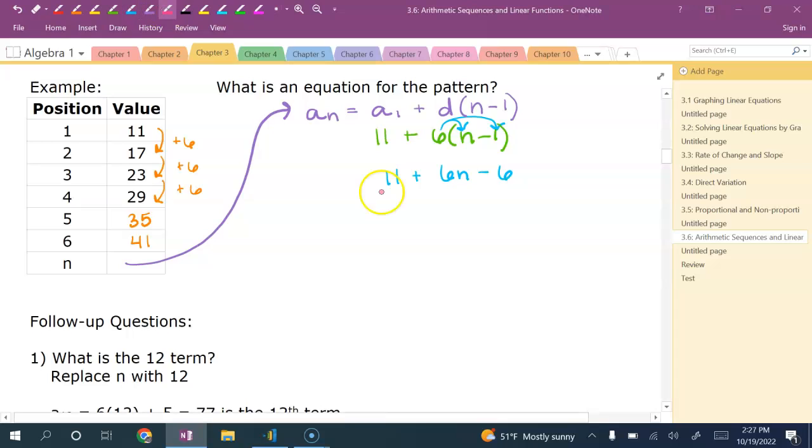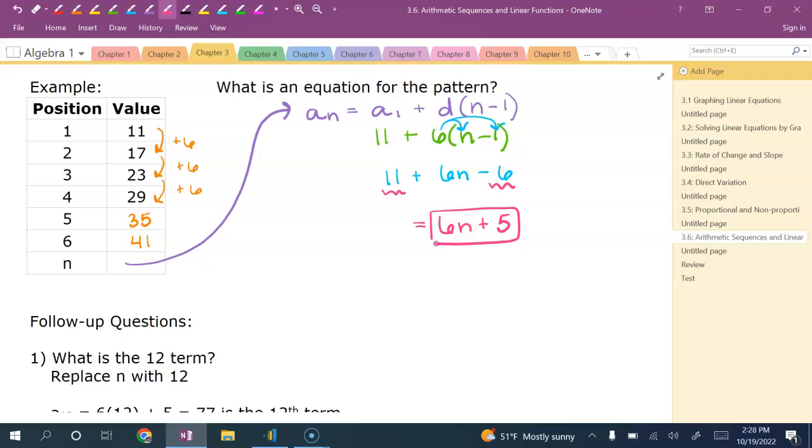And the only thing that you can do left is combine the 11 and the minus 6. So this would leave you with 6n plus 5. So this would be the equation that we could use to represent this arithmetic sequence. And we could then use that equation to help us predict things that are going to be in the sequence in the future.